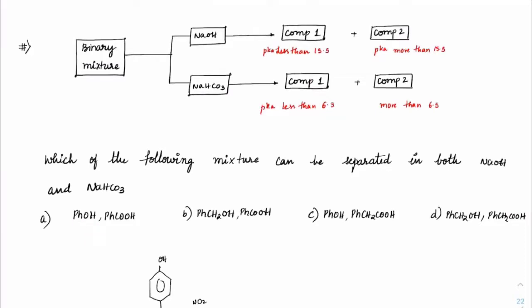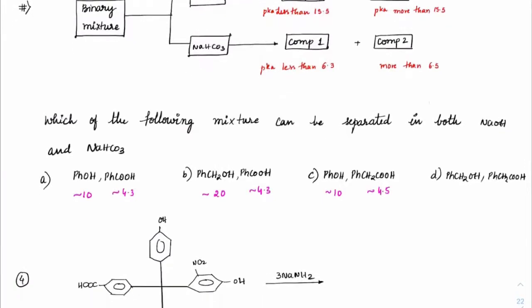First, PhCOOH. First I'll write the approximate pK values. pK value of this is around 10. Benzoic acid is around 4.3. This is simple alcohol. Simple alcohol is around 20. This is around 4.3. This is phenol, which is 10. And this is an acid, which will be around 4.5. This is alcohol, simple alcohol, around 20. This is an acid, around 4.5.